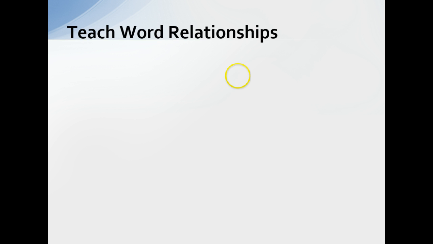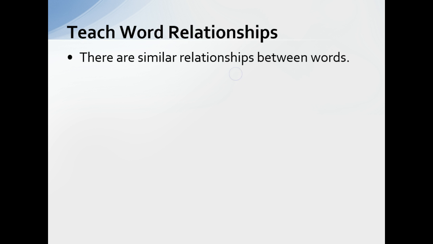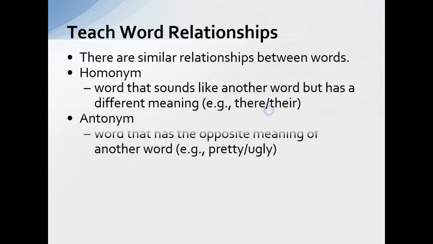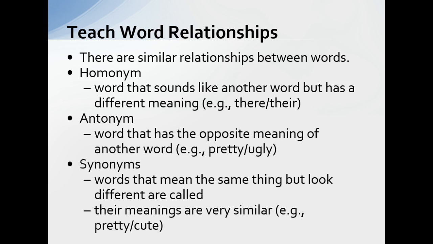So one thing we want to focus on is teaching word relationships. So there are similar relationships between words. We have a homonym, that is a word that sounds like another word but has a different meaning. So for example, there and their. An antonym, which is a word that has the opposite meaning of another word. Pretty, ugly. They're opposite of each other. Hot, cold. Synonyms, words that mean the same thing but look different.